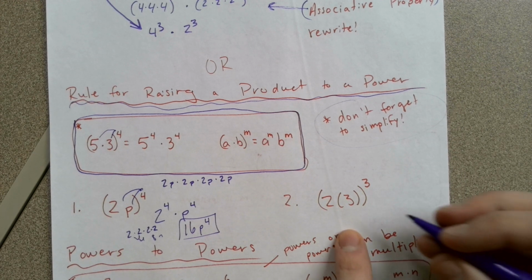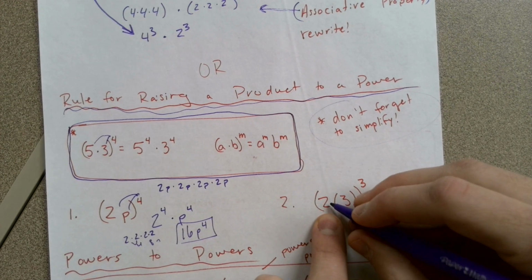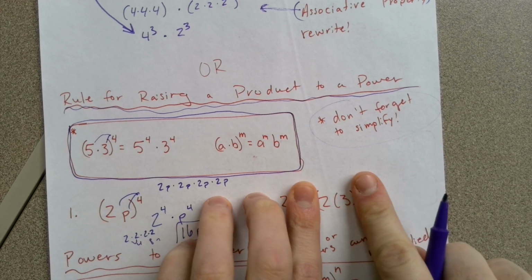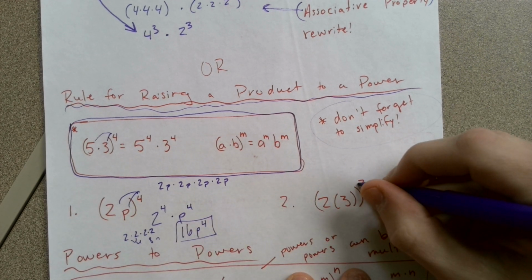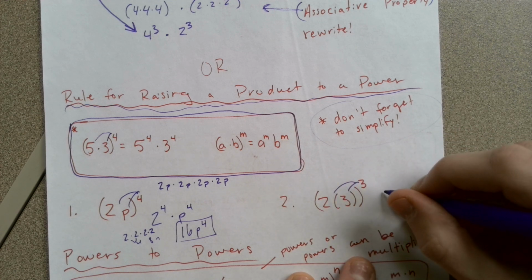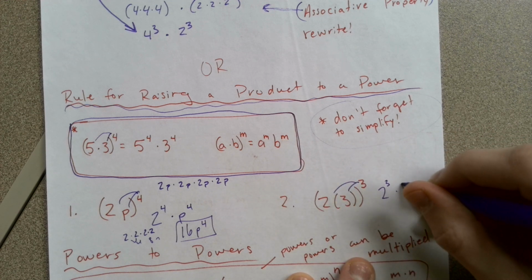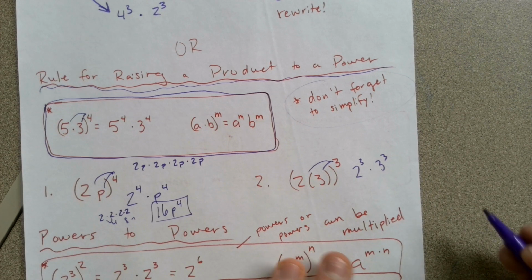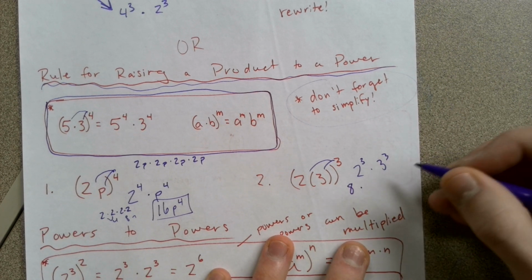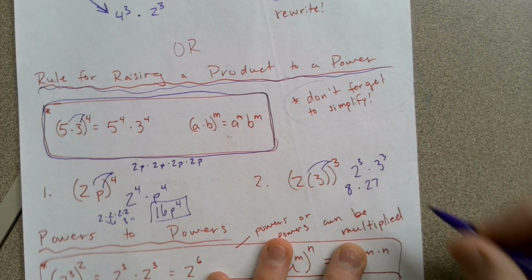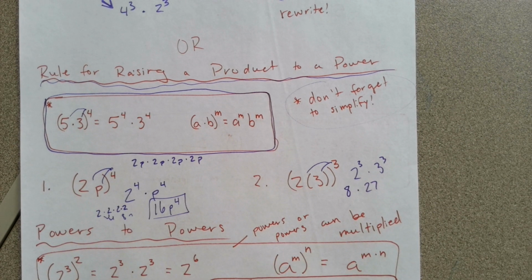This one looks a little funky, but really all we have on the inside here is a 2 times 3. If I just go like that, and then we have outside parentheses, we're going to pop that 3 onto each and make this 2 to the third times 3 to the third. From there we can simplify. I know that 2 to the third is 8. 3 to the third is going to be 3 times 3 is 9 times 3 is going to be 27. And 8 times 27, I'm going to pop that in my calculator. 8 times 27, and we're going to get 216 for that.